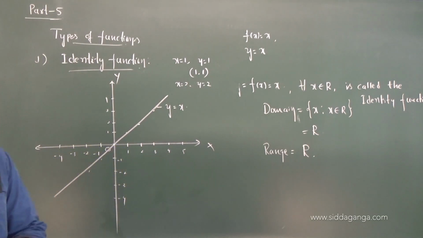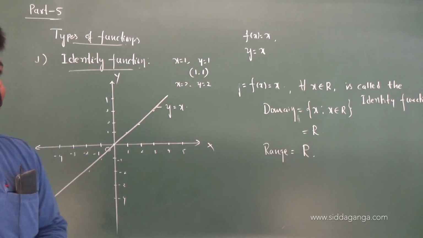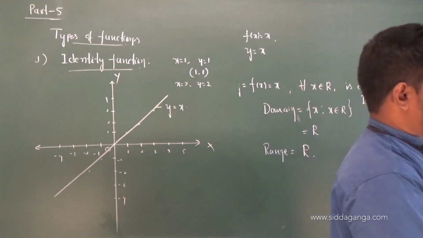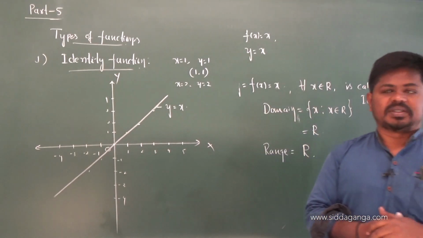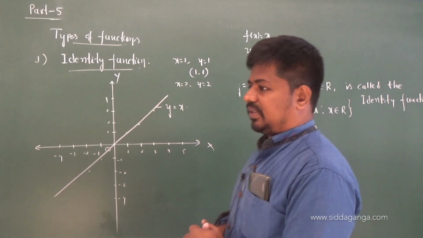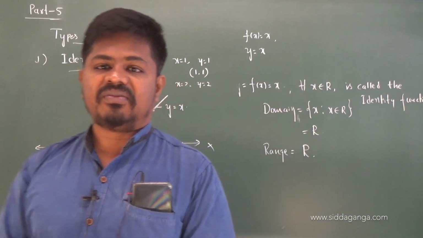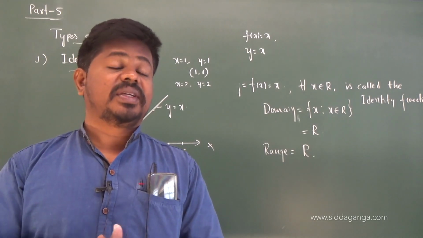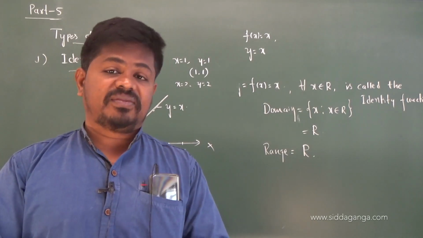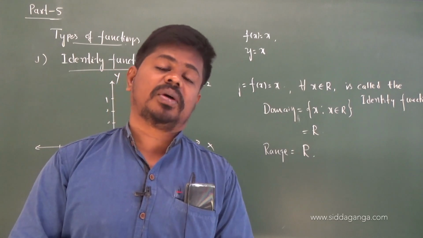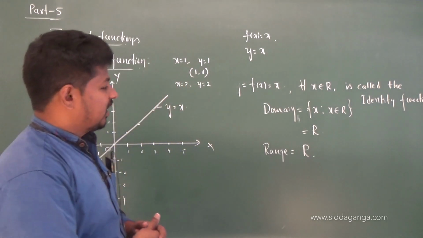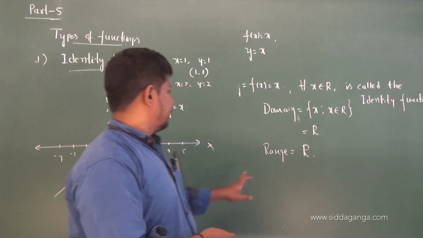So getting 5 marks is very simple in this. Whenever they ask, define the identity function, write the domain and the range of the function and draw the graph of the function. So the definition is: define the function f from R to R by y is equal to f of x, or f of x is equal to x, for all x belongs to R, is called the identity function. Domain is the set of all real numbers, range is the set of all real numbers, and the graph is given by this.